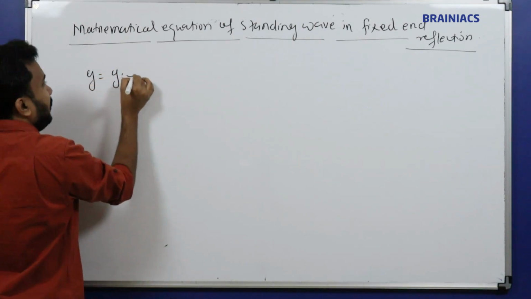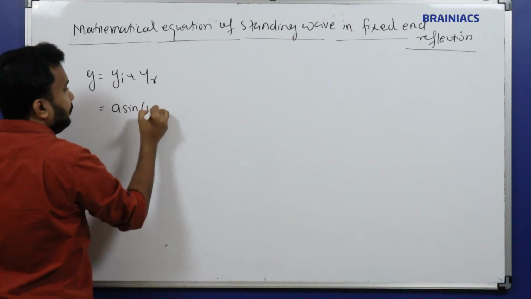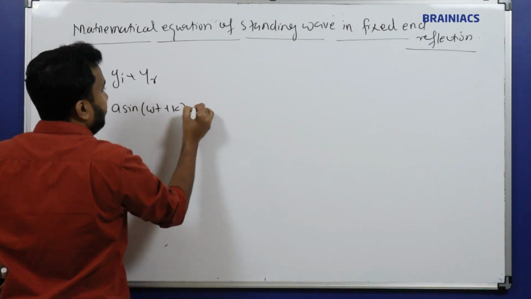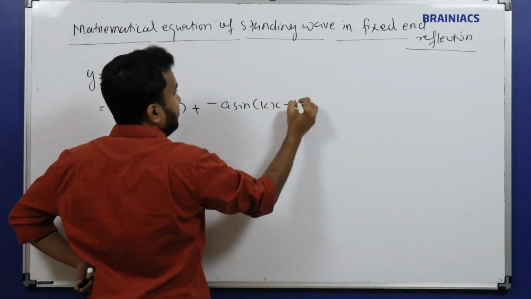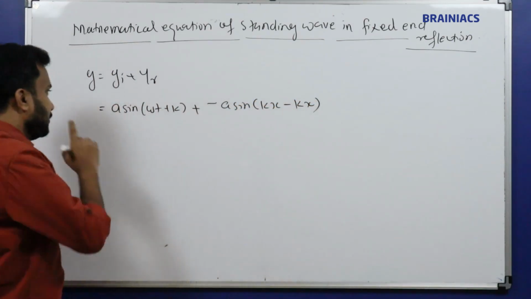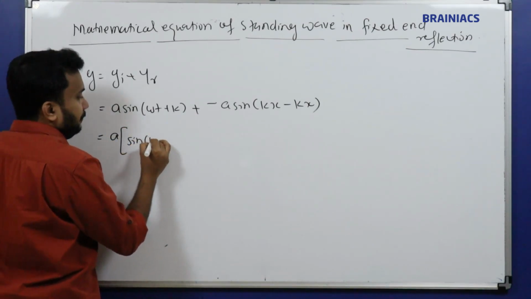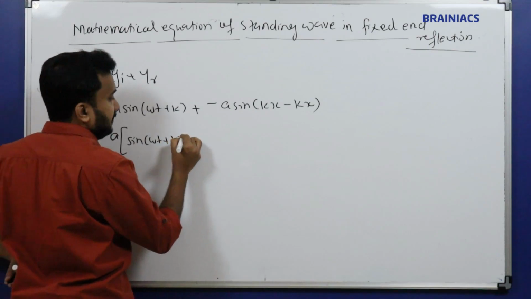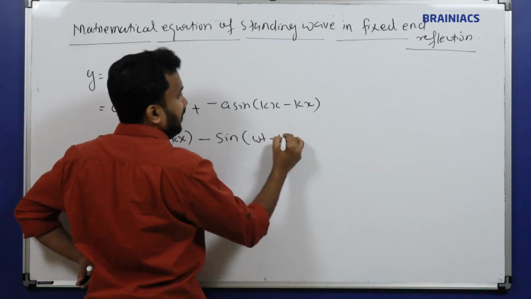Y is equal to yi plus yr, and yi means a sine of (omega t plus kx), plus or minus a sine of (omega t minus kx). Okay, a is taken outside common: sine of (omega t plus kx) minus sine of (omega t minus kx).